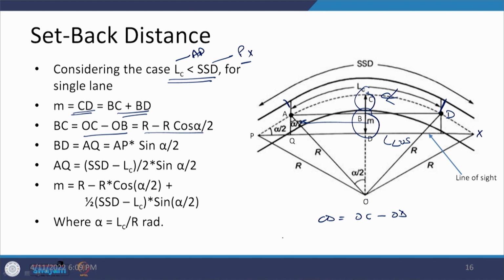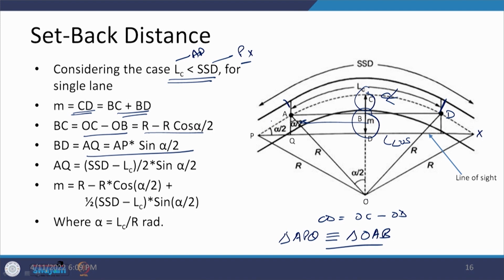So, what we are looking at is a triangle APQ and its equivalence with a triangle OAB. So, that equivalence is being looked at, and when we look at this equivalence, then BD is equals to AQ, and AQ in terms of this triangle APQ can be nothing but AP into sine of alpha by 2. So, it is AP into sine of alpha by 2.